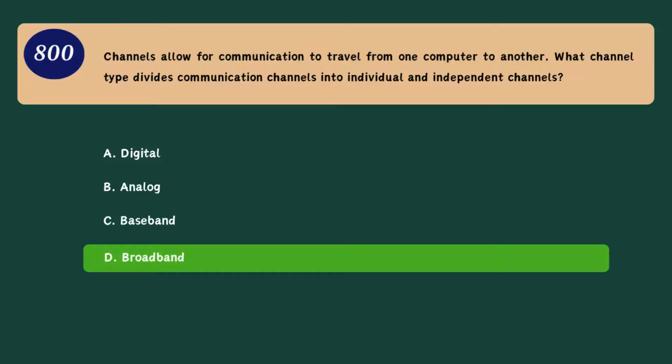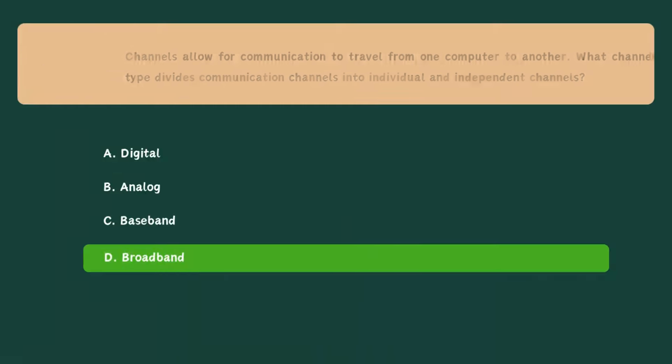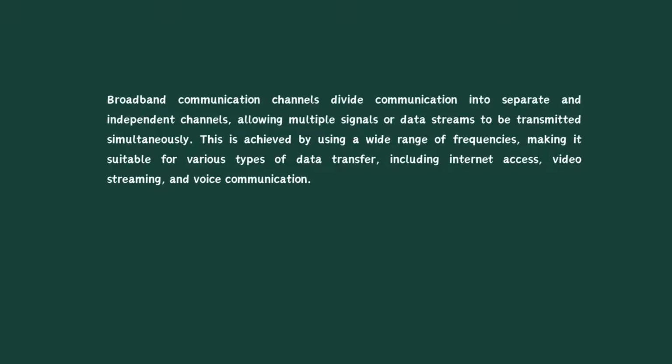Correct answer, D. Broadband. Broadband communication channels divide communication into separate and independent channels, allowing multiple signals or data streams to be transmitted simultaneously. This is achieved by using a wide range of frequencies, making it suitable for various types of data transfer, including internet access, video streaming, and voice communication.